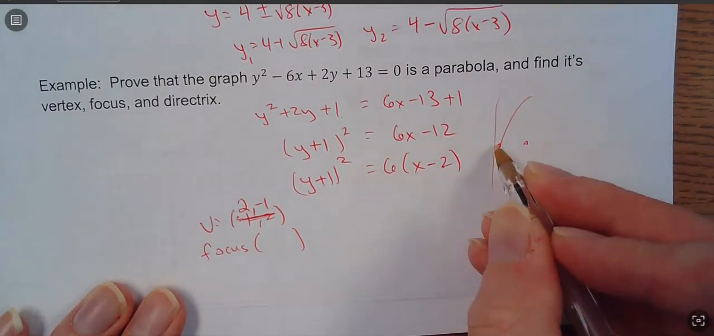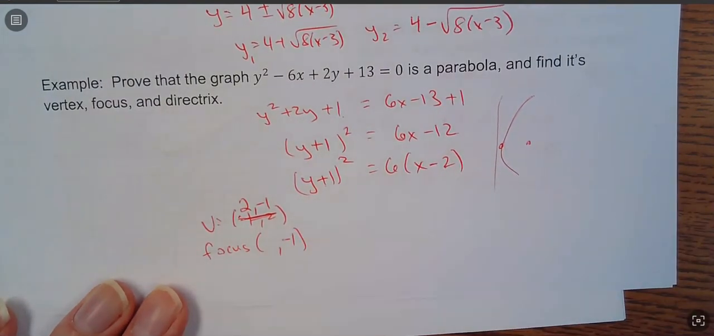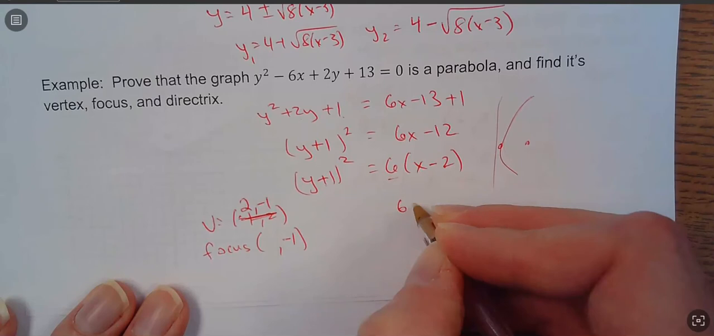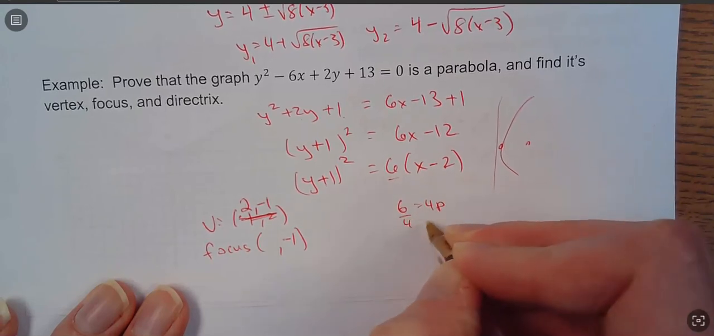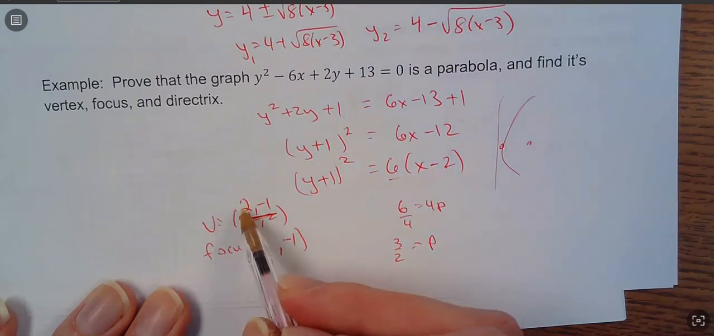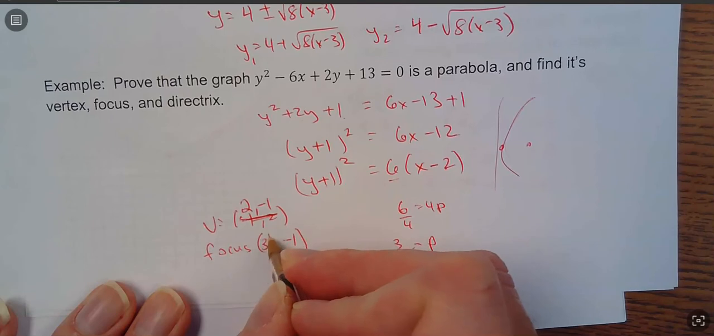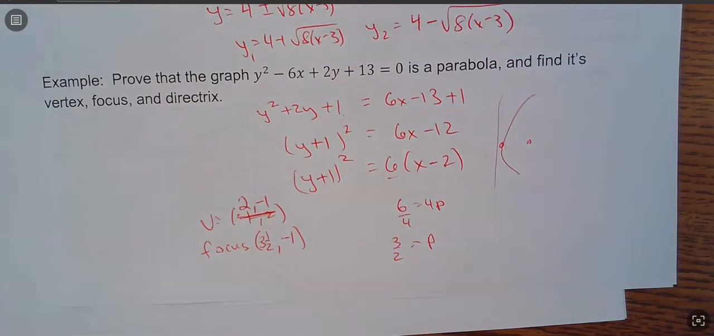Now the focus, since this is an opening to the right parabola, so here's the vertex, the focus is going to be to the right, so it's going to have the same y value. It's going to be -1. This is going to be a certain number of units to the right. Well, if 6 equals 4p, that means p equals 3/2. I'm going to take 2 plus 3/2. 2 plus 1.5 would be 3.5. You put 3.5 if you want.